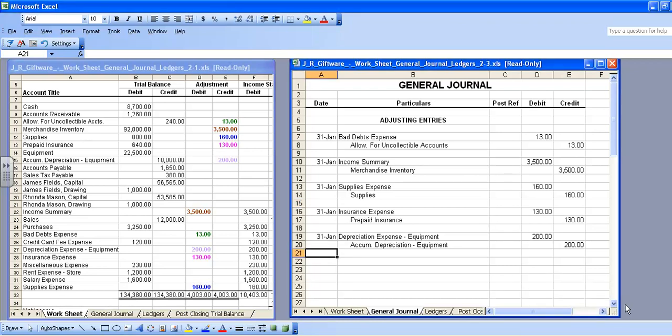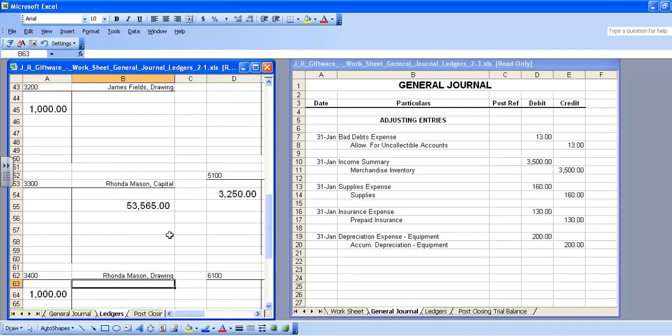As you can see, I've completed the remaining adjusting entries. There are 5 listed in our general journal, and you can see there are 5 listed in the adjustments column. So the next thing that you need to do is post these journal entries to our ledgers. So I'm going to open up my ledgers. They're not going to be very big, so I'm going to have to scroll around.